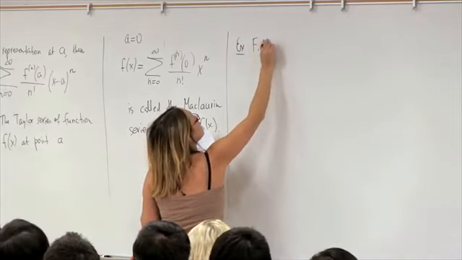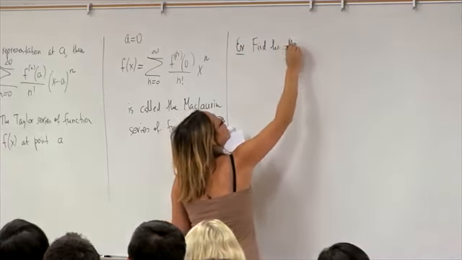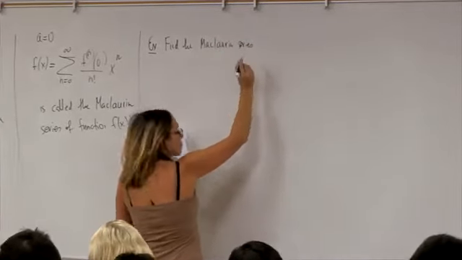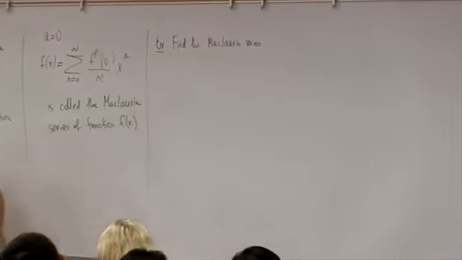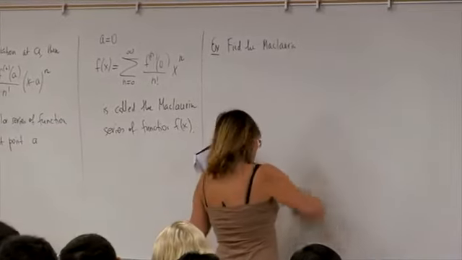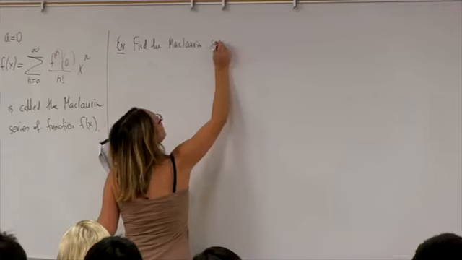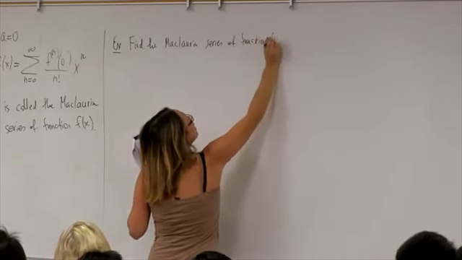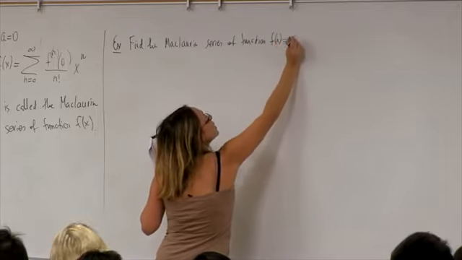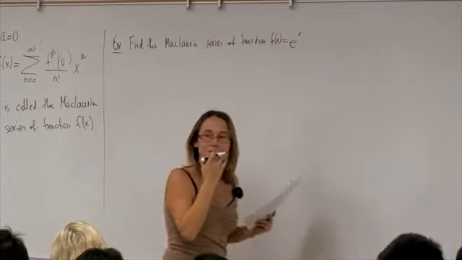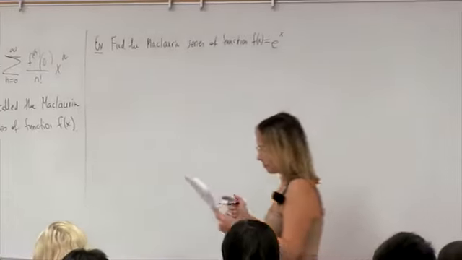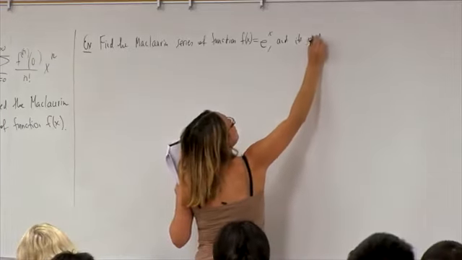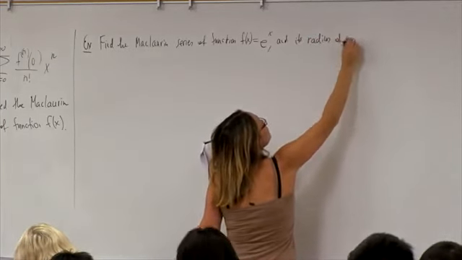Find the Maclaurin series of function f of x. Oh, f of x equals e to the x. This is the easiest series expansion. And its radius of convergence.